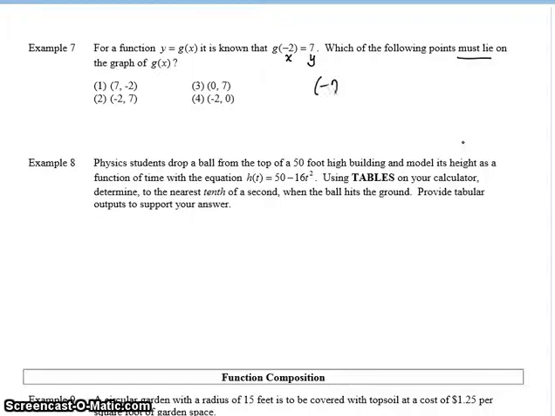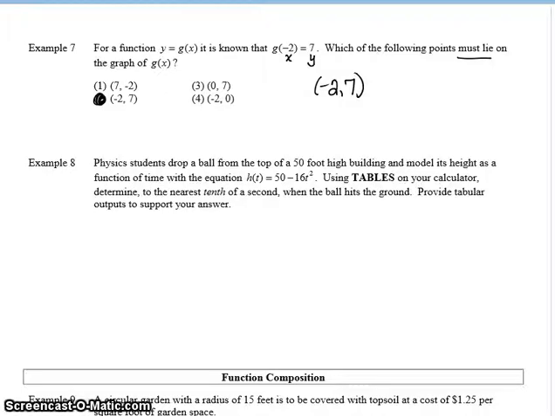Using your answer from Part A, calculate the cost of covering the garden with topsoil. Show your work. Well, it's $1.25 per square foot, and you have 707 square feet. So you just multiply that, and you're going to get $883.75.